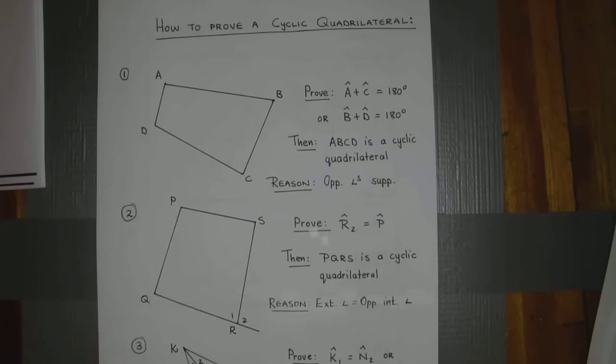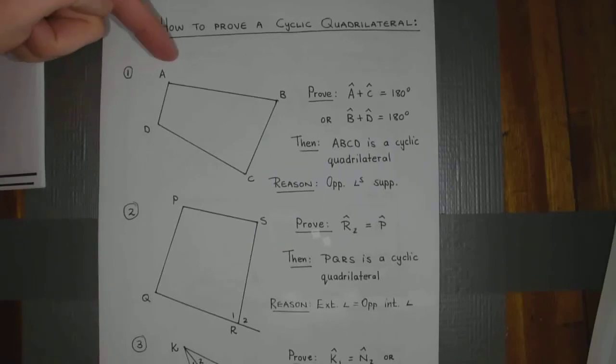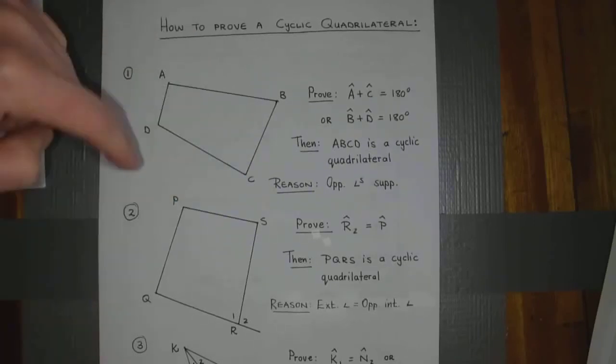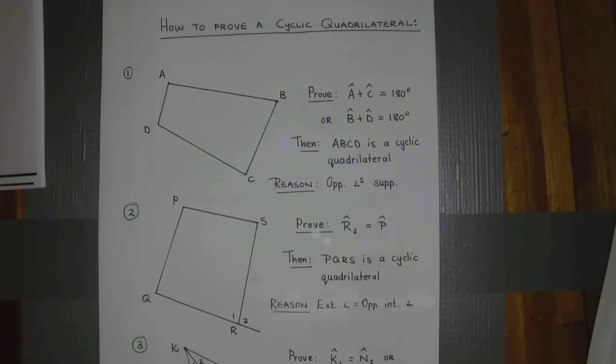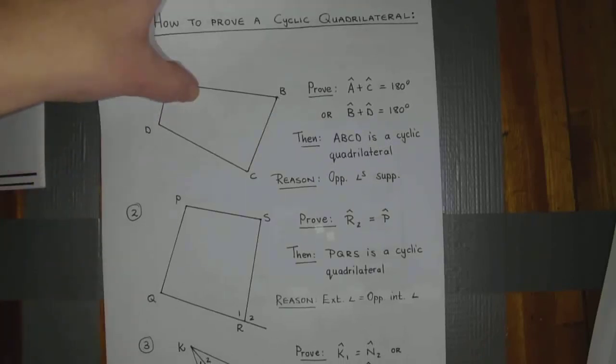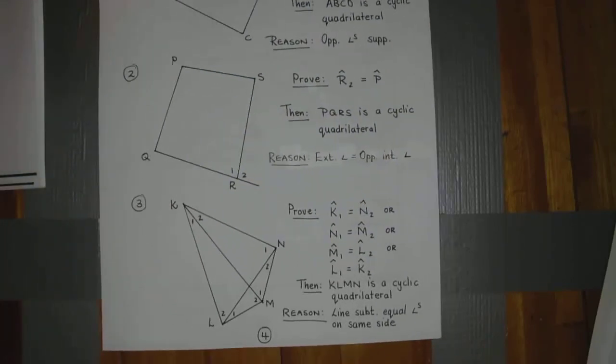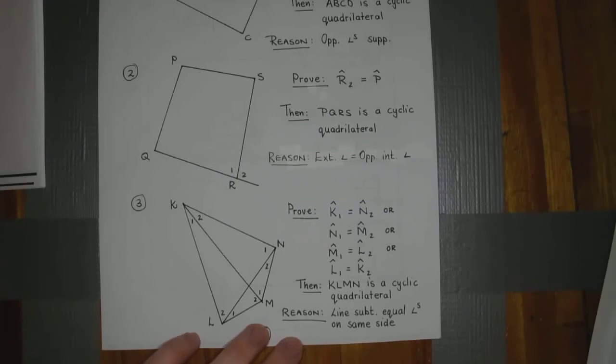But you then just prove either that A plus C is 180 or that B plus D is 180. Then ABCD is a cyclic quad. Why? Because the opposite angles are supplementary. Done. The second converse theorem is to prove that the exterior angle of the quadrilateral is equal to the interior opposite angle. That's one that a lot of people miss for some strange reason. I find this is the one most people miss when they're trying to prove a cyclic quad.